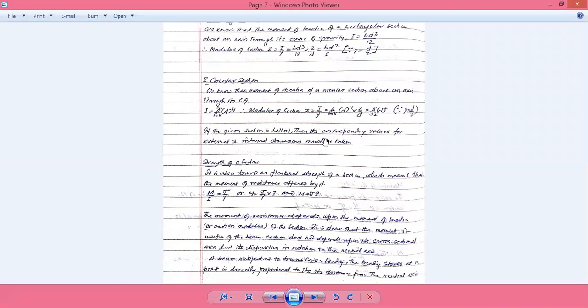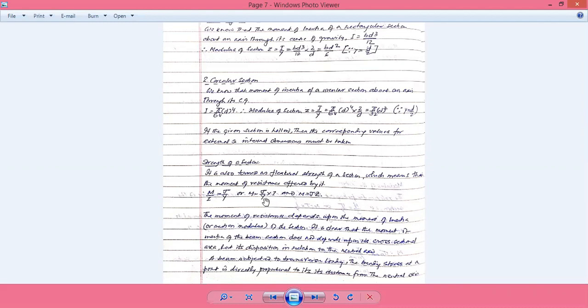In case of a hollow section, we have to put the value of the moment of inertia of the hollow section, divided by y, which is the radius of the outermost section itself. Then what will be the strength of a section? It is also termed as flexural strength of a section, which means the moment of resistance offered by it. M by I equals sigma by y, or M is equal to sigma multiplied by Z itself.